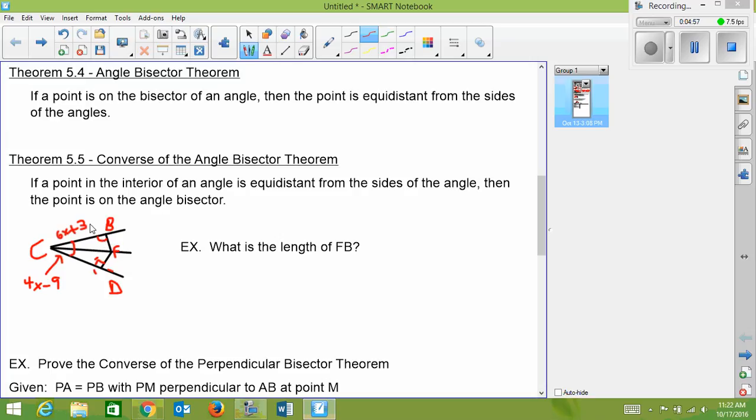I wrote it over here. I should have written it in here, but it was kind of hard to do. Okay. So if I know that those two things are equal to each other, they have to be, because I bisected the angle: 6x plus 3 equals 4x minus 9.